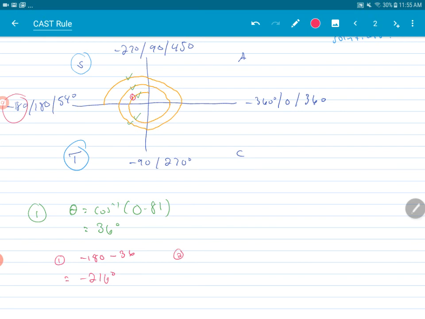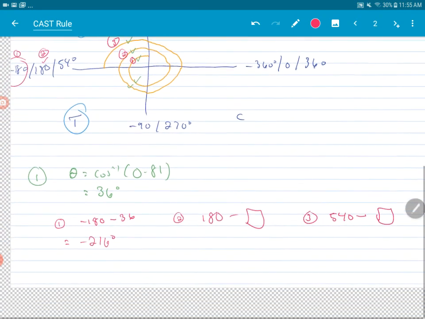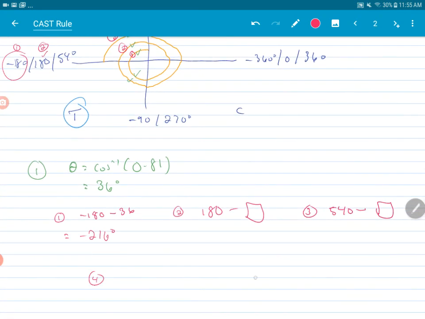Okay, we'll try another one. So in this situation right here, we know that's now positive 180. So maybe I'll call that 2. So I would do positive 180 minus 36. Same thing for angle 3. Now that it's 540, I would do 540 minus 36.